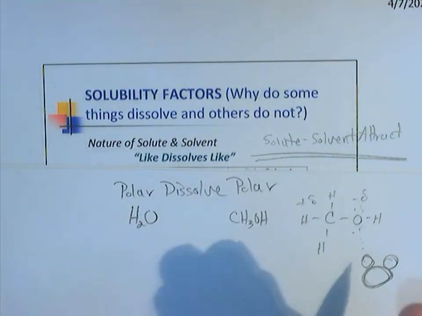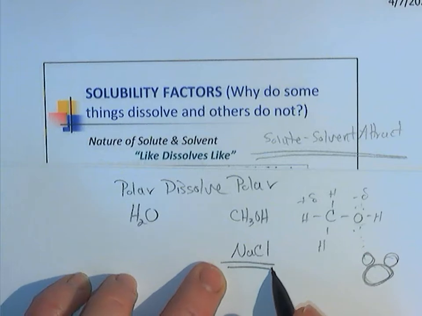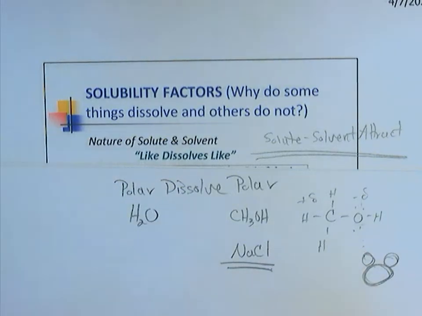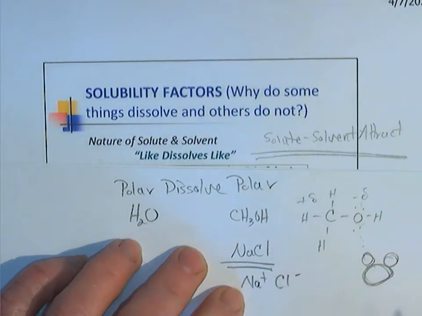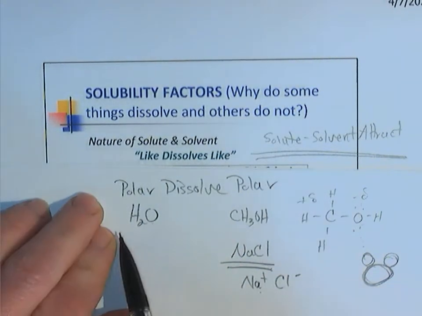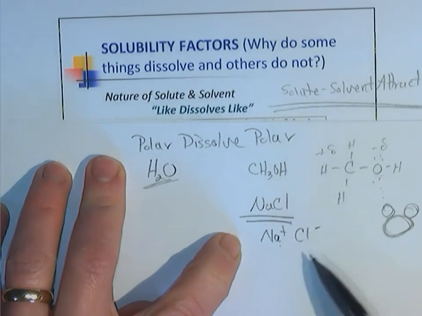Ionic compounds that are soluble. Now, remember, it's an insult to ask if an ionic compound is polar. It is the most extreme of being polar. It's a separation of charge. So, of course, water molecules have the potential to form attraction with ions.